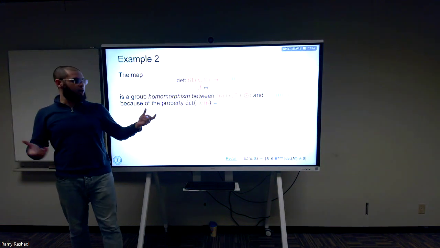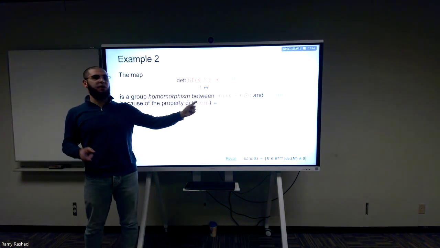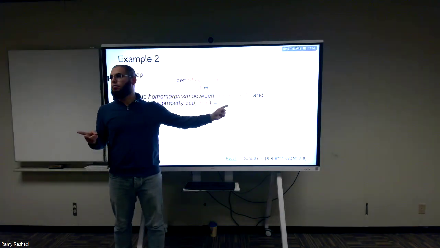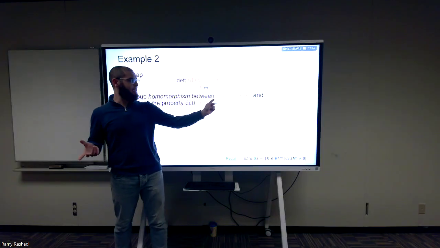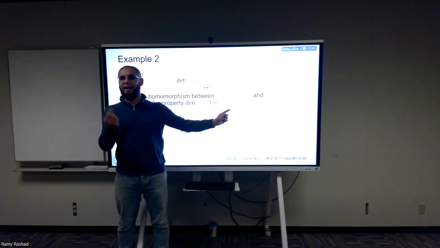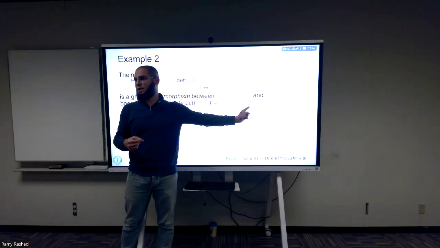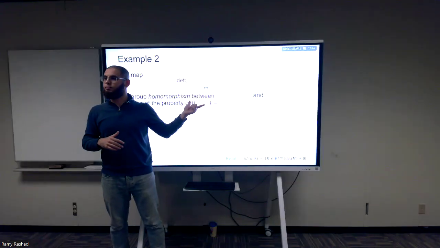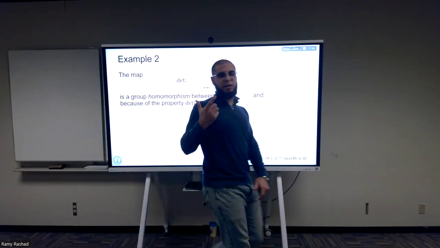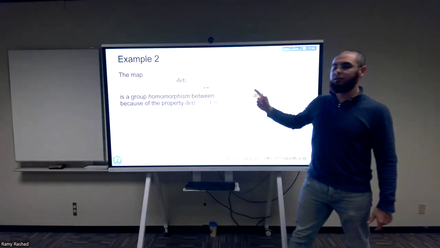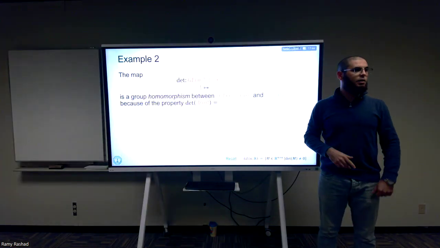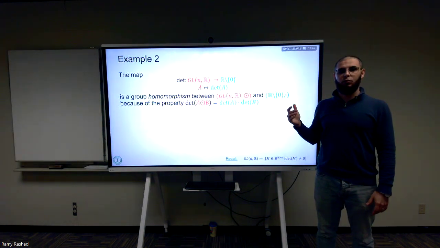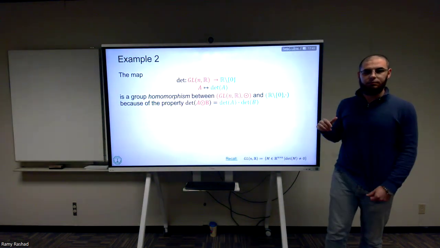And again, there's the property of the determinant that if I have the determinant of the product of two matrices, I can simply calculate it by taking the determinant of the first one, I get a number, and I multiply it by the determinant of the second one, and I get the same result. This is a property. You either know it or you don't know it. So because of this property, what do we say about the determinant map between these two groups? It's a group homomorphism. Is it a group isomorphism? Why not?